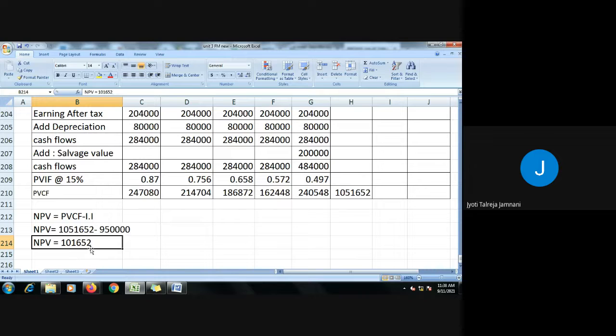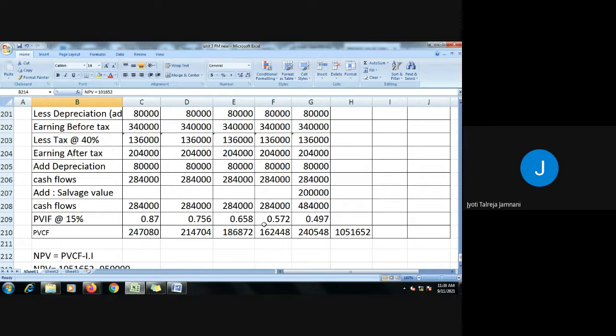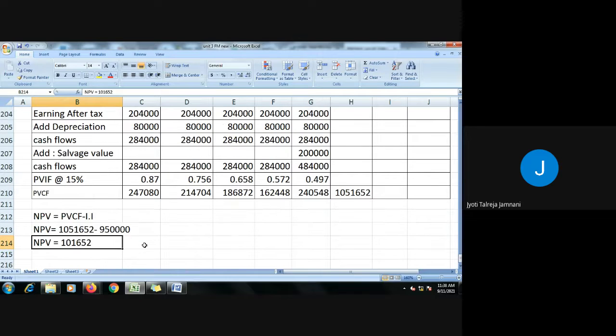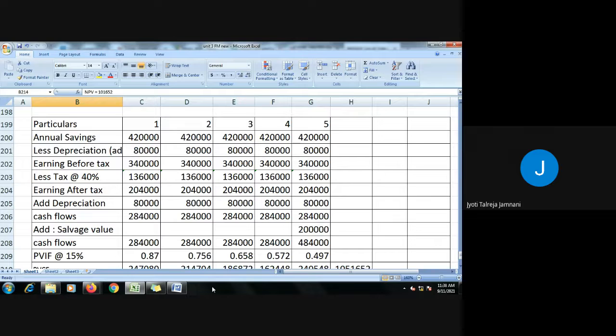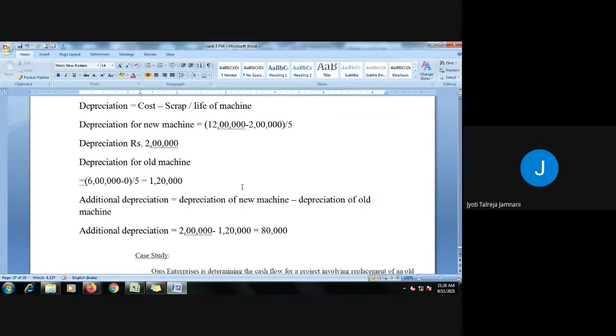Therefore, the company should buy the new machine and save the annual savings, whatever they are getting in the cost. Okay. So this is how you have to do problems on how to determine the cash flows. Usually there will be problems on selling old and new machine only, getting new machine. So this was the second sum that we did now. We'll do one more and we'll wind up this particular chapter today.